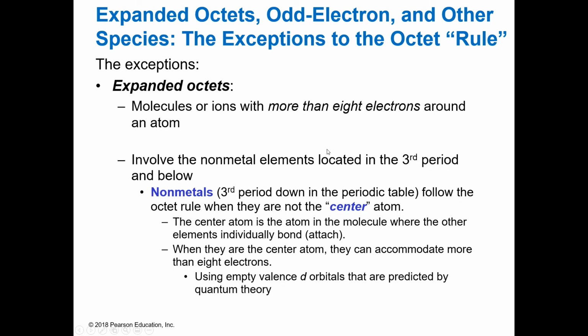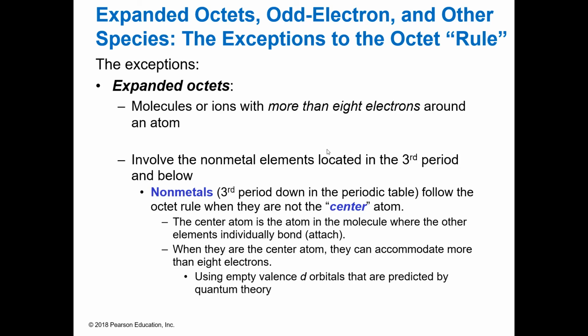Okay, now we're going to talk about exceptions to the octet rule. There are a couple of different exceptions: expanded octets and odd electrons, where a molecule has an odd number of electrons. Let's start with the one we see the most, the expanded octet. The expanded octet is when your central atom will have more than 8 electrons around it.